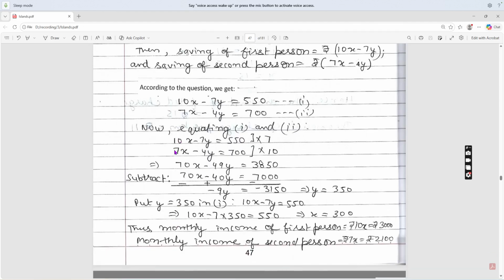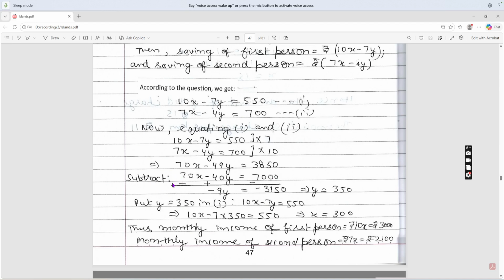So we are going to cross multiply. The first equation is going to be multiplied by 7, and the second equation is going to be multiplied by 10. So 10 into 7, that is 70x, minus 7y into 7 is 49y, 550 into 7 is 3850. 10 into 7 is 70x, minus 4 into 10 is minus 40y, is equal to 700 into 10, that is 7000.